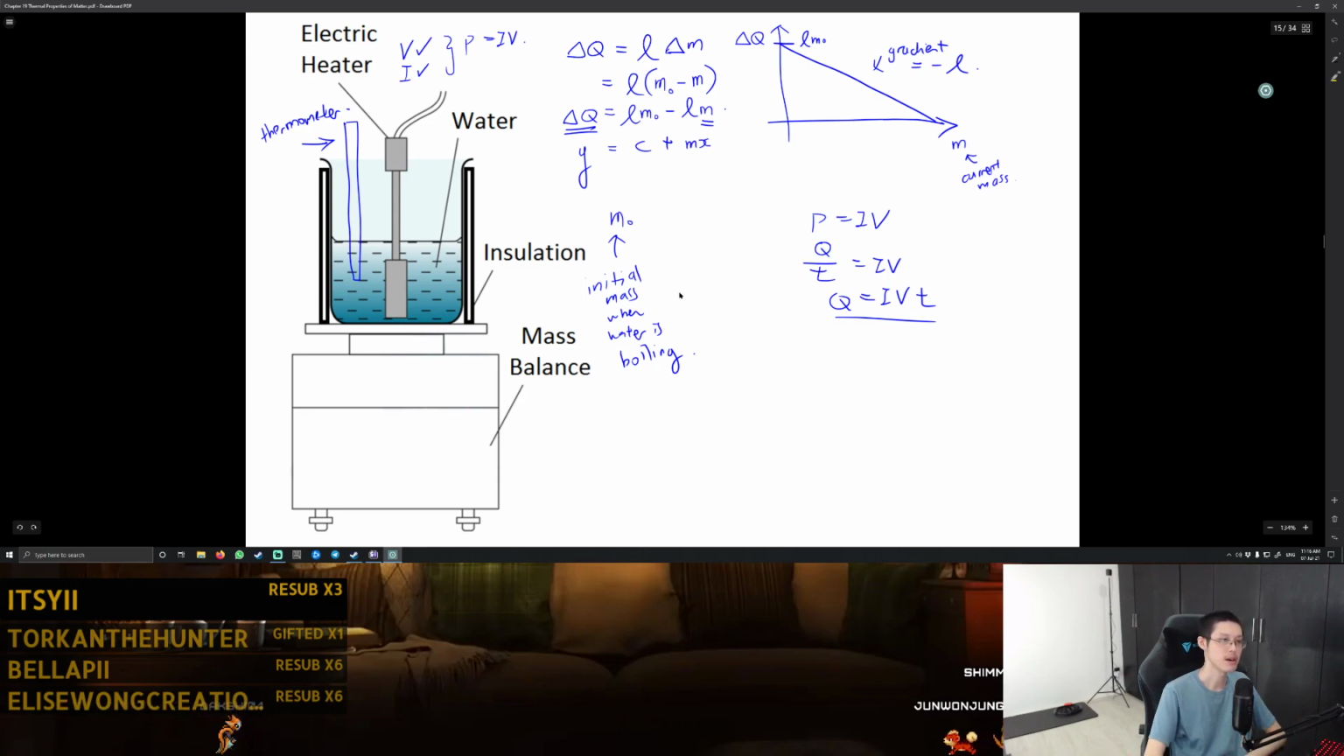You check the mass balance, and you get your first reading, your second reading, third reading. These form points on the graph, and then you plot your line of best fit. That's how you get this line here. And then from there, you use your gradient to find your specific latent heat. So that's what you want to do. Okay, that's pretty much it.